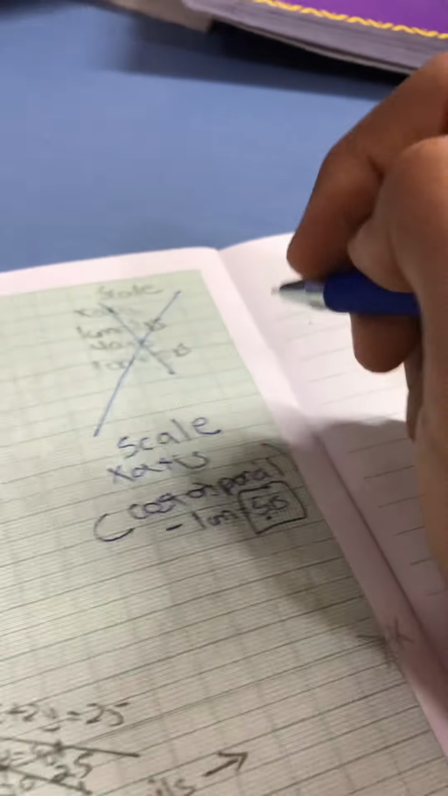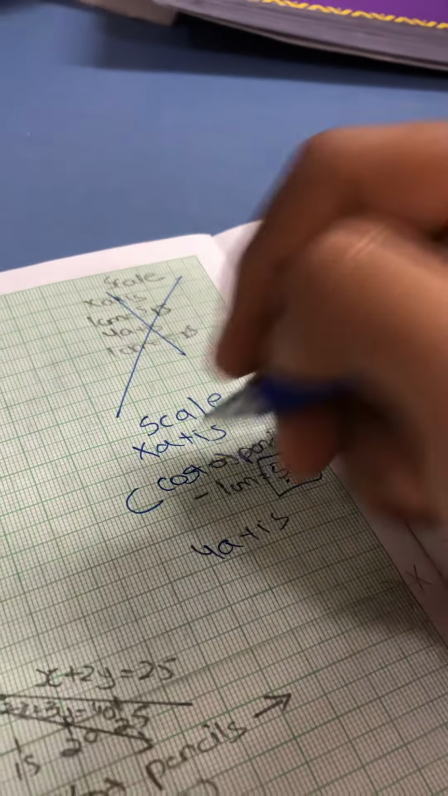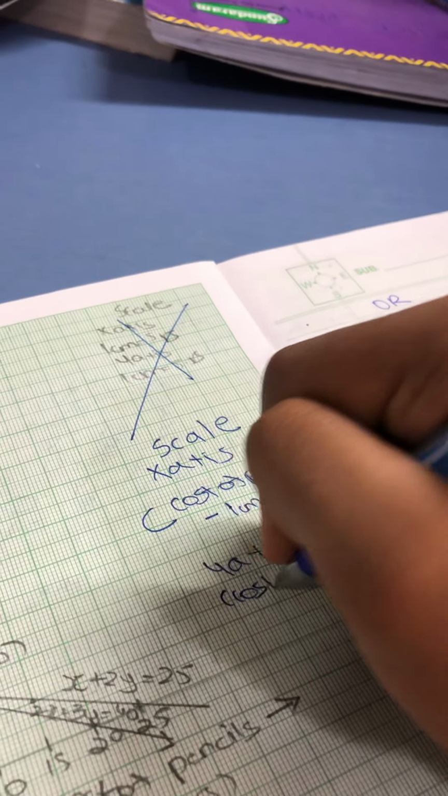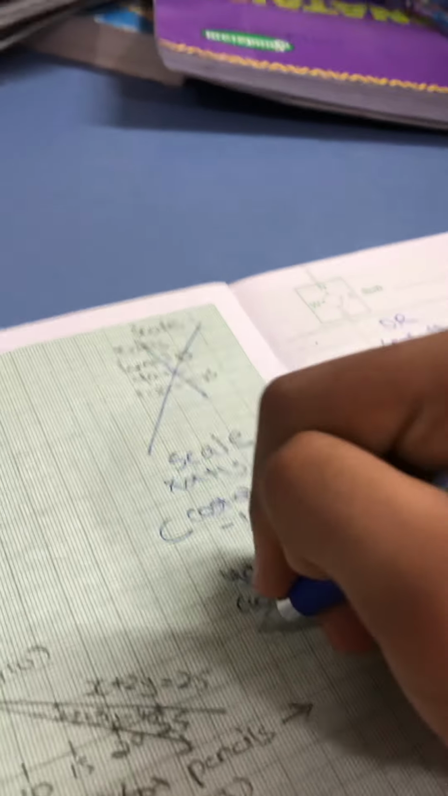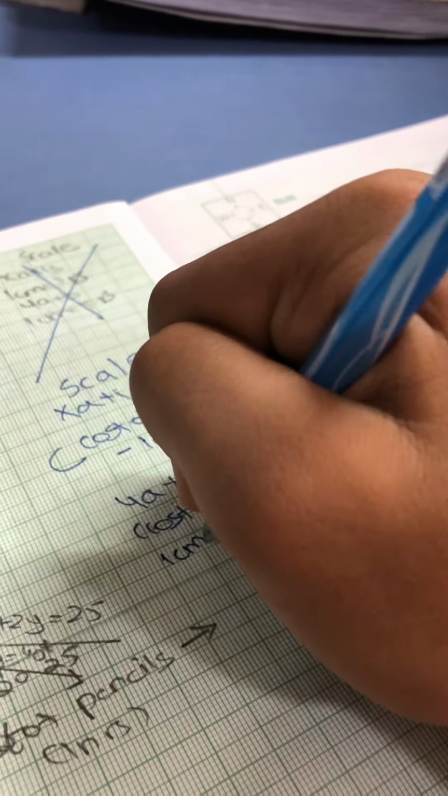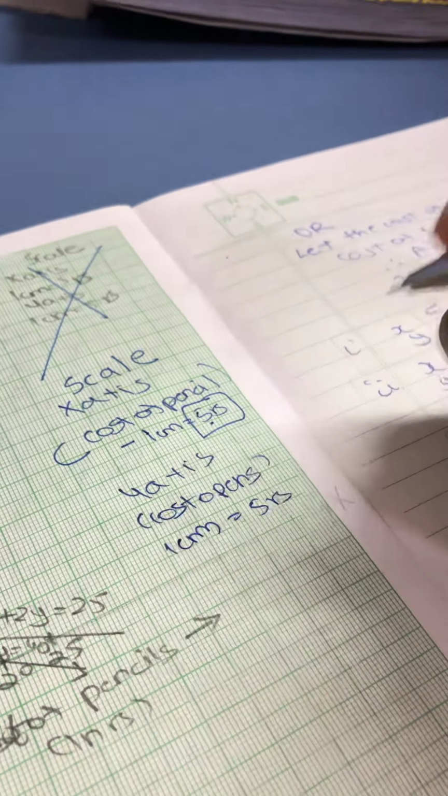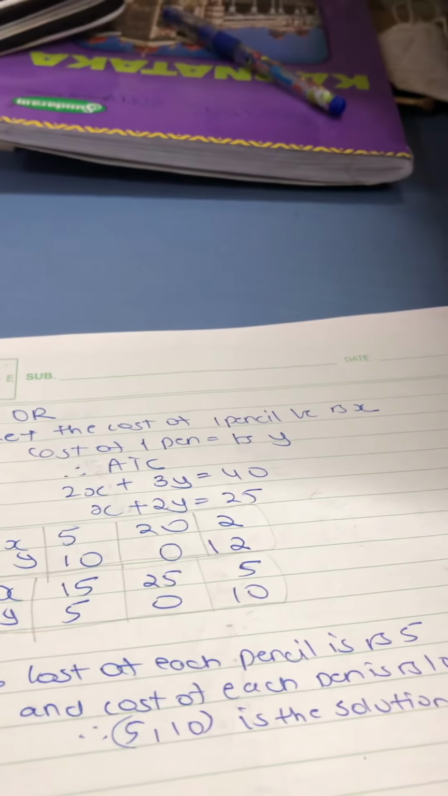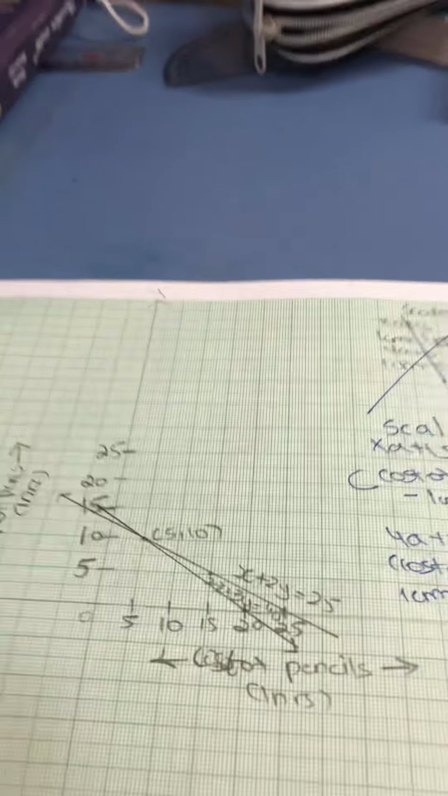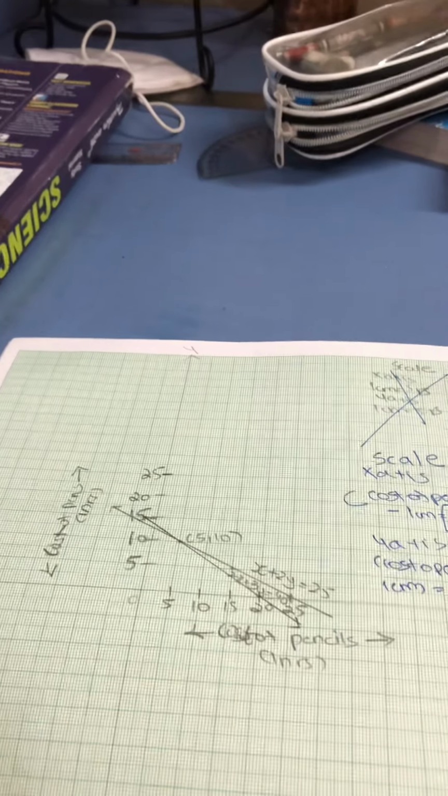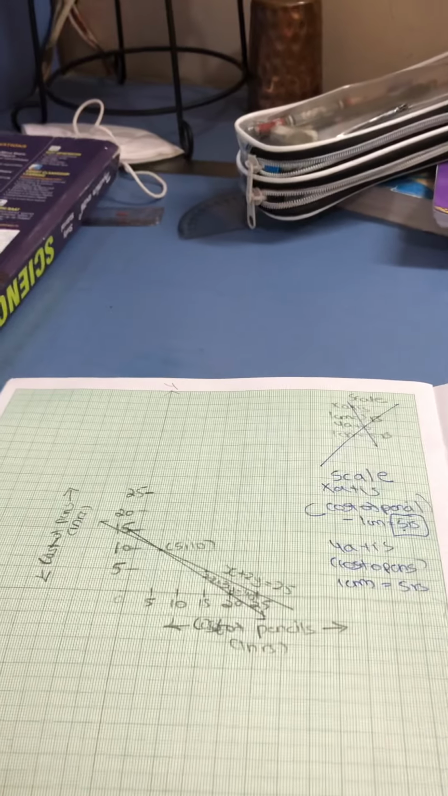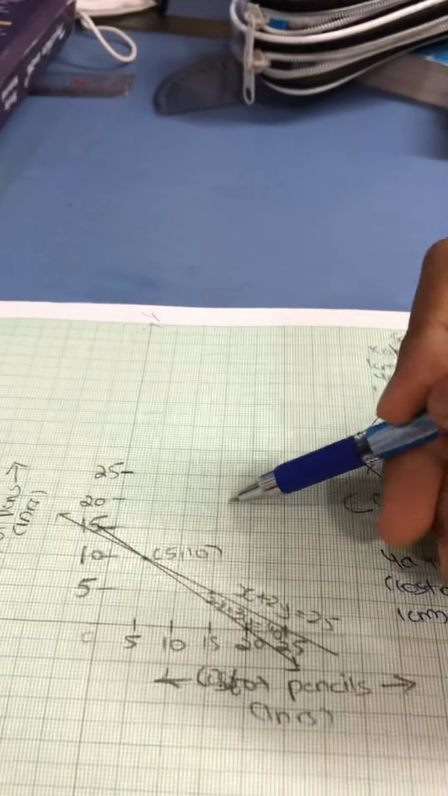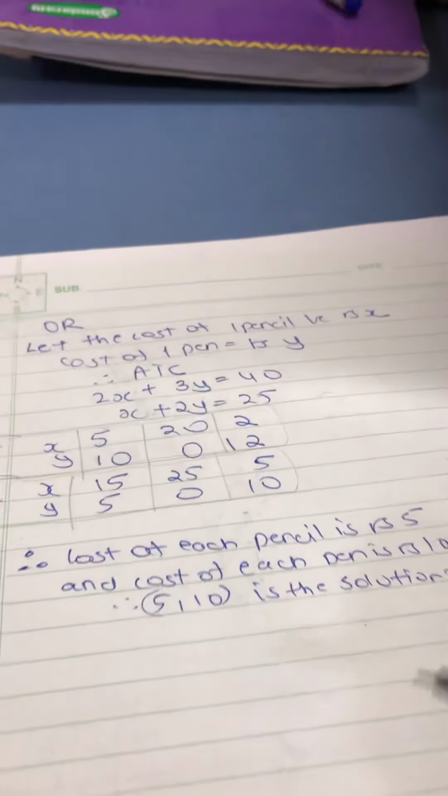Your unit is given. Similarly, the y-axis: cost of pens, 1 centimeter is equal to 5 rupees. In both I've taken 5 to make the calculation easier, and I've taken all multiples of 5 apart from 1. So here is my graph which I have plotted. If you have more space, you can even take 1 centimeter as 2 rupees. I've plotted the graph and written the solution out here also.